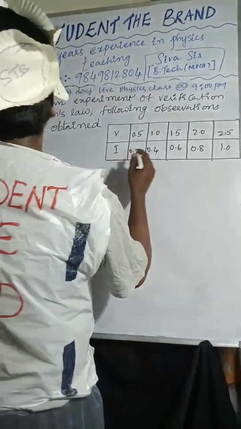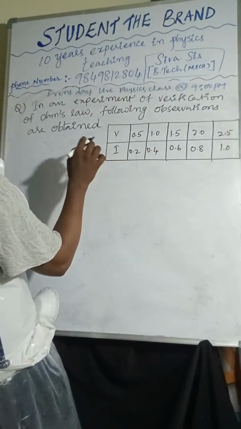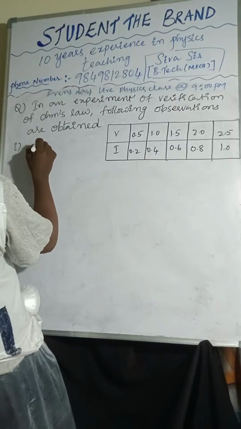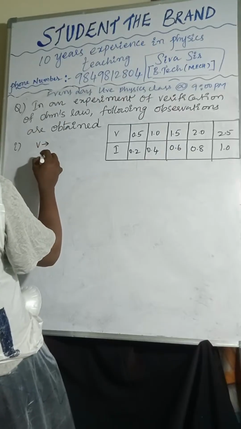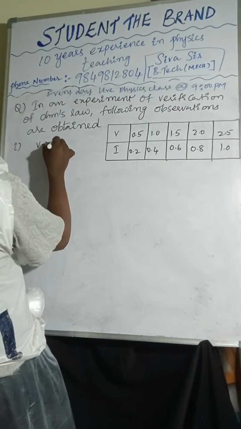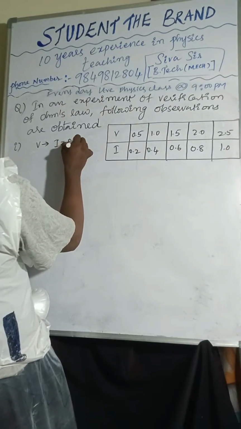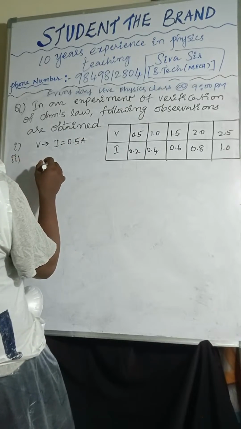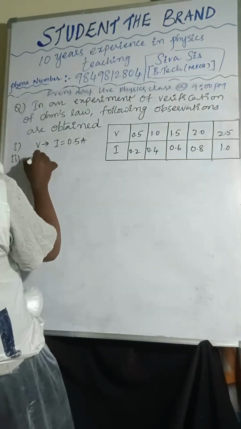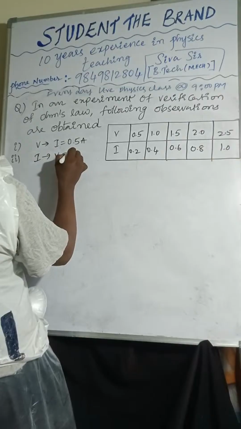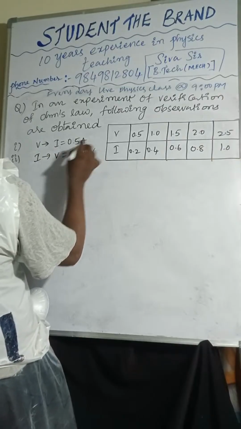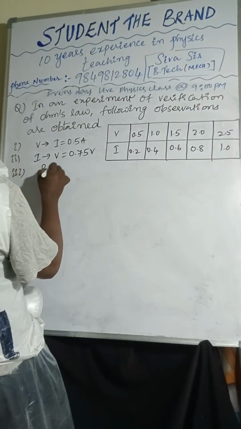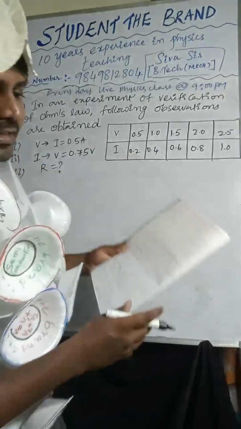So draw the V-I graph and use this graph to find: first, the potential difference when current I is 0.5 ampere. Second, the current I when the potential difference is 0.75 volts. Third, find the resistance R. So these are the questions.